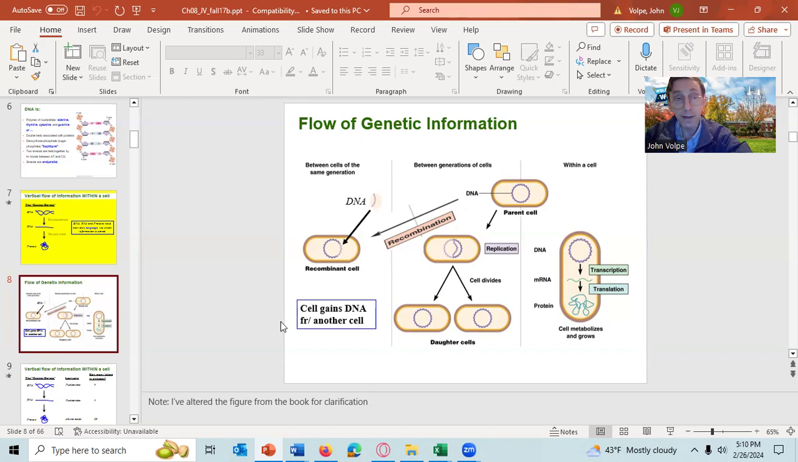Any questions about any of that? You should note that I've altered the figure from the book a little bit. I crossed this out and I added that in there. And that's because it's a little more complicated. The DNA leaves this cell and then enters the recombinant cell.